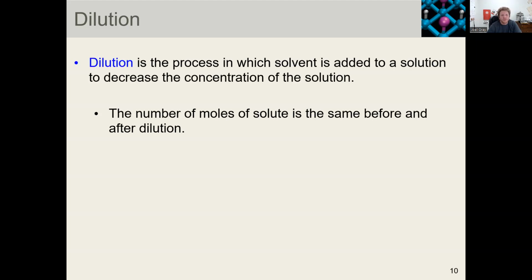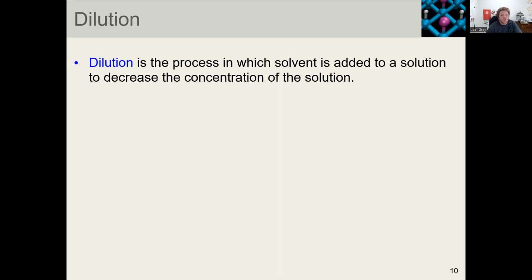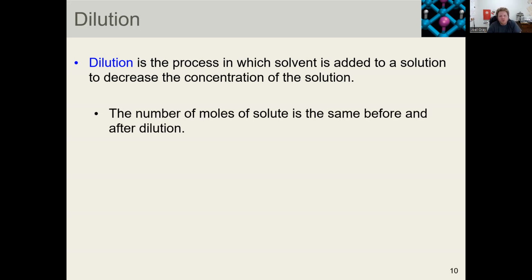So dilutions are something that you have a little bit of an understanding for, and you probably can even kind of quantify them, but here we're going to put a formula to it. Dilution is the process in which a solvent is added to a solution to decrease the concentration of the solution. So I decrease the concentration of my orange soda by adding it to water. I should have added the water to the orange soda, but here we are. The number of moles of solute is the same as before. So the amount of sugar that is in my new solution is the exact same as was in my original solution.